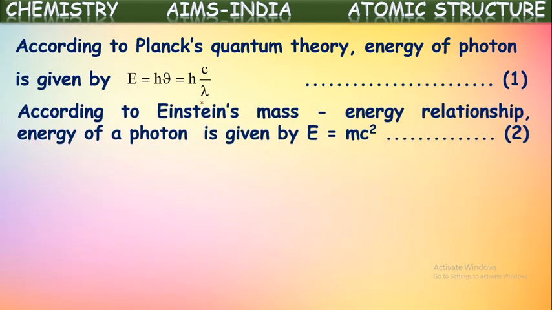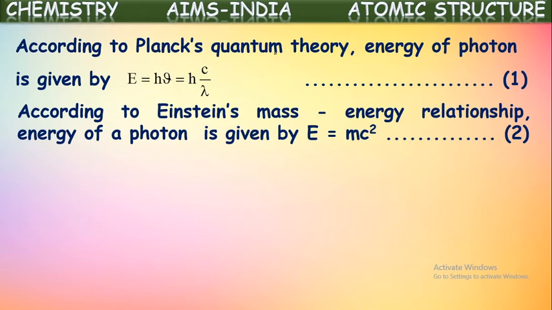The same energy can be given in wave nature also, and in particle nature also. According to Einstein's mass energy relationship, the energy of a photon is given by E is equal to mc square. According to Einstein's theory, one more derivation is given for energy calculation as per the mass energy relation, that is E is equal to mc square. So these two formulae can be applied for the energy of an electron, because the electron possesses wave nature as well as particle nature, both.